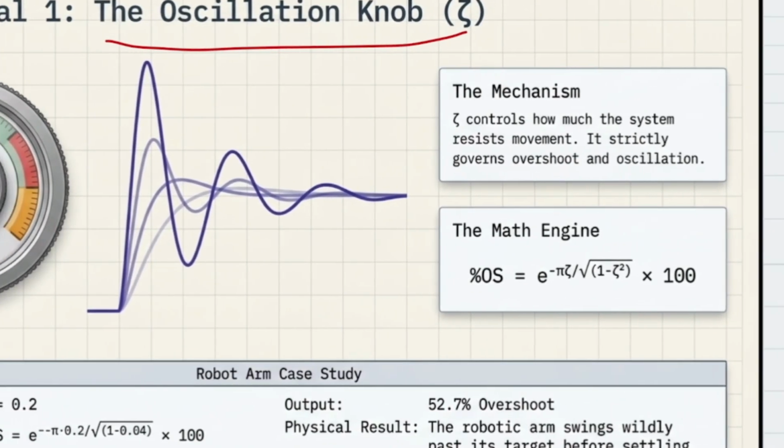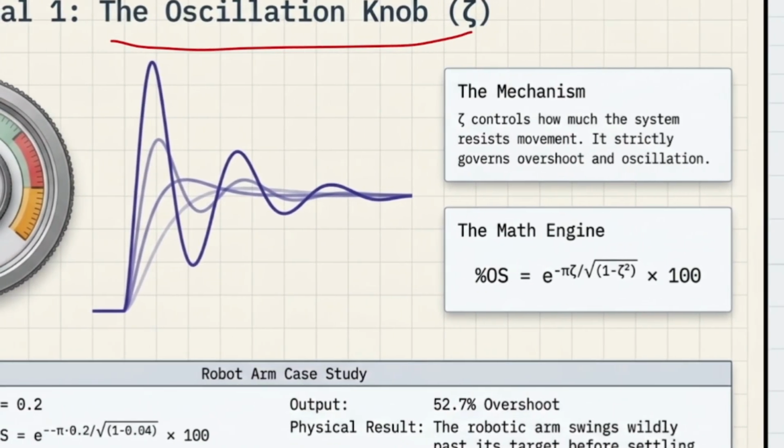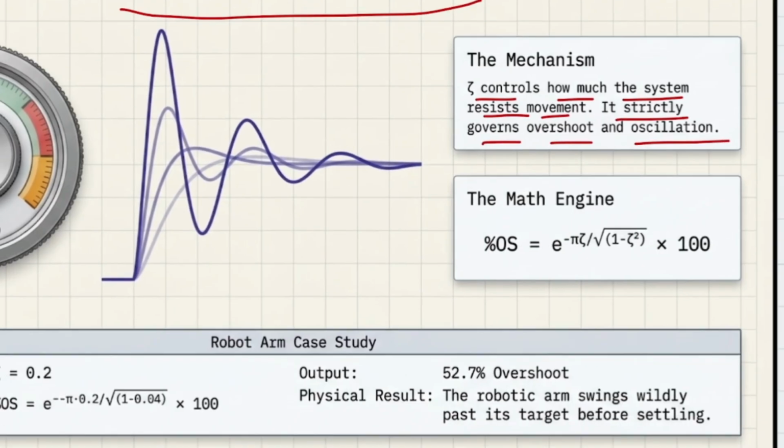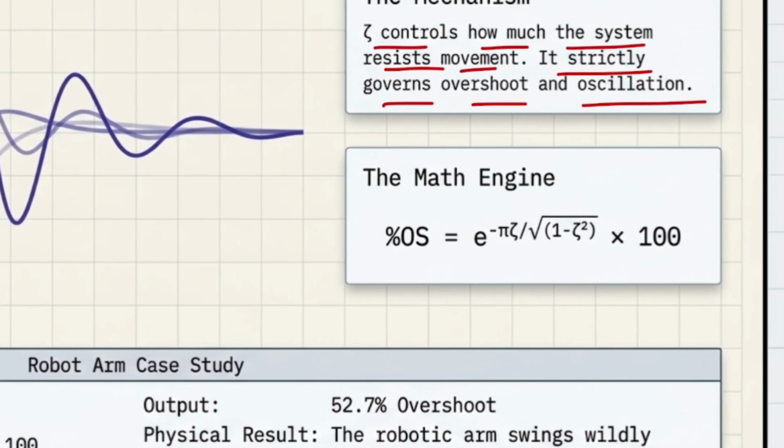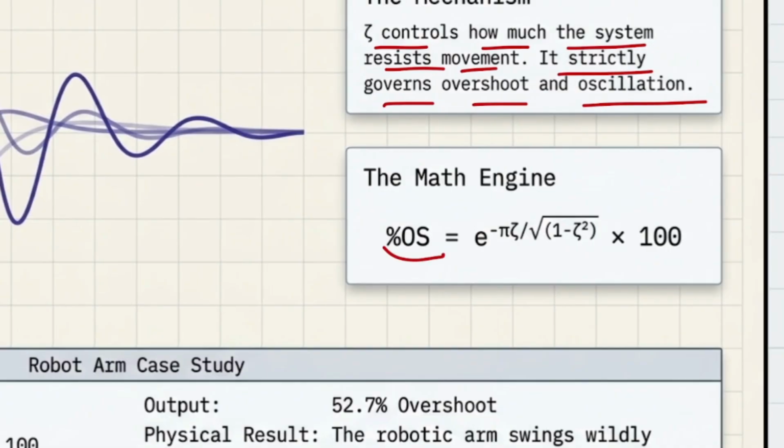What was the mechanism? What was the definition? Zeta controls how much the system resists movement. It strictly governs overshoot and oscillation. The main formula is that the amount of overshoot, which we show as a percentage, is e to the power of negative pi times zeta divided by the square root of 1 minus zeta squared, times 100.